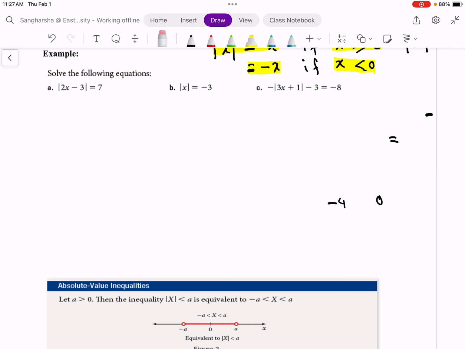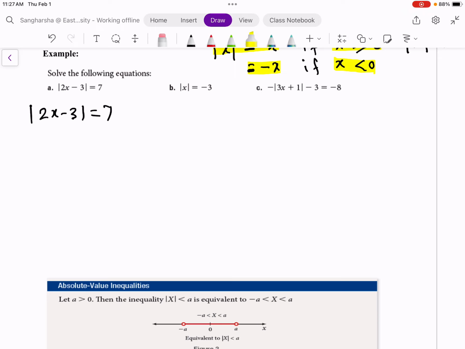So at first we have the absolute value of 2x minus 3 equals 7. So this is the equation we need to solve. We need to find the value of x. Okay, and in order to find the value of x, we have to get rid of the absolute value sign. Okay, and we get two equations.